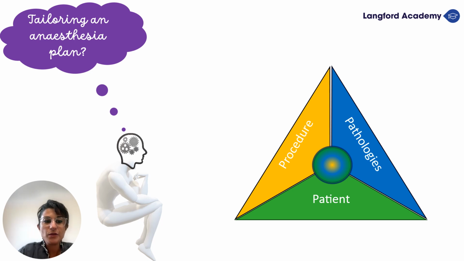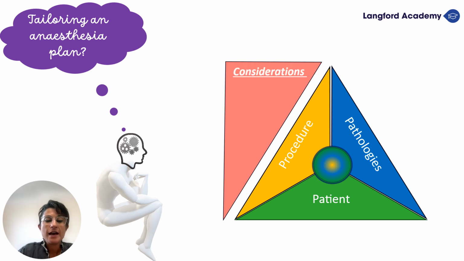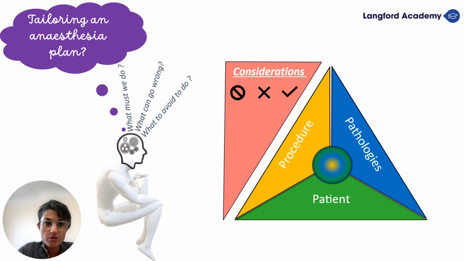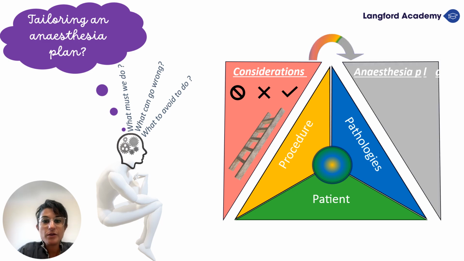And then when you have thought about all the considerations regarding those patients, you can add them all together and think about what we should avoid doing, what can go wrong, and what we must do. Then you organize your considerations or concerns in order of importance. The top one would be the one that most influences how you're going to anesthetize your patient. And from the considerations, then you can make your plan.